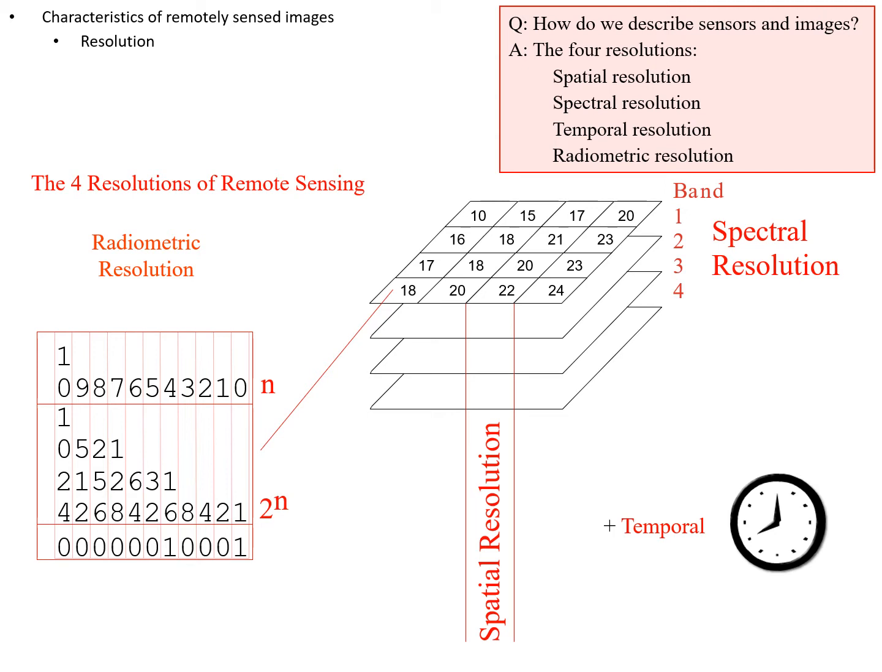We have a radiometric resolution, which I will talk about later. And then we have temporal resolution, and temporal resolution is just the amount of time between regular acquisitions of an image.